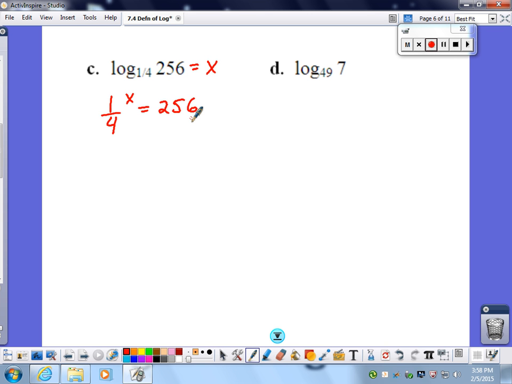Okay, so I want these to have the same base. I don't like that fraction, so I'm going to get rid of the fraction by rewriting it as 4 to the -1, to the x, is equal to, now how can I rewrite 256 with a base of 4? Well, 4 to the 4th power is 256. So that means -1x is equal to 4, so that means my x has to be -4. So this expression simplifies to -4.